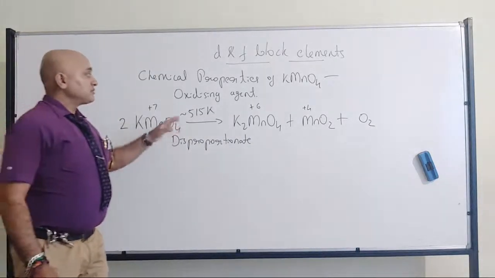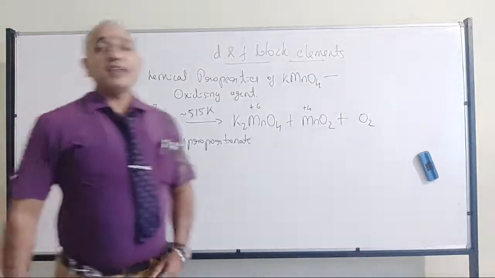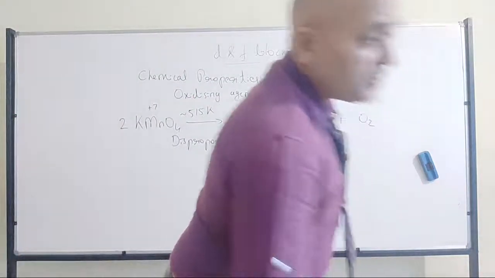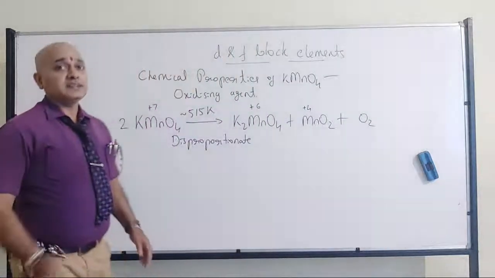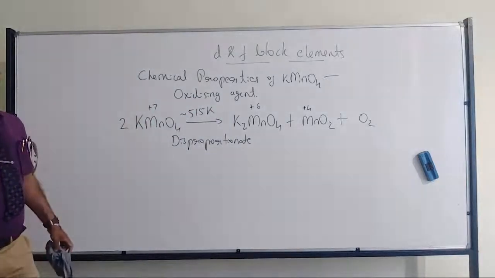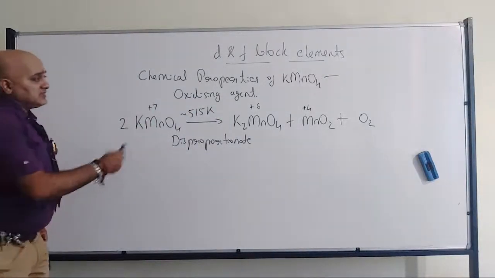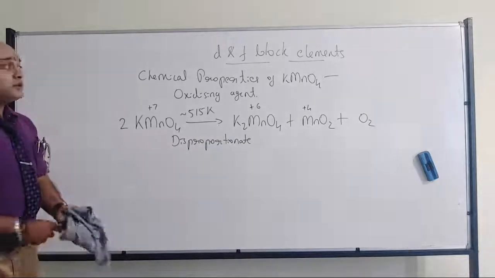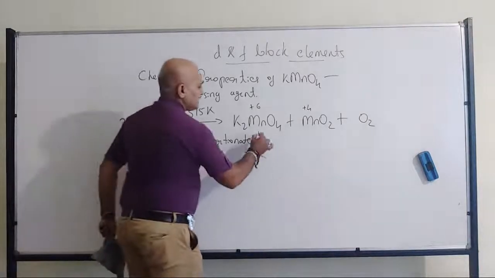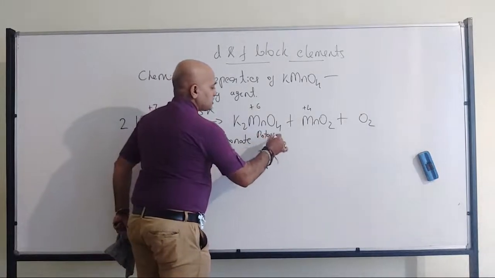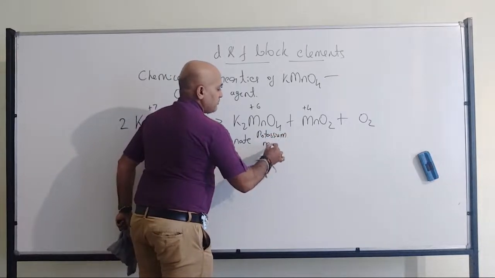Okay. So this is what will happen. This will happen when potassium permanganate is exposed to higher than 510 or 513 Kelvin. So that's where it's going to form potassium manganate. This is nothing but potassium manganate.